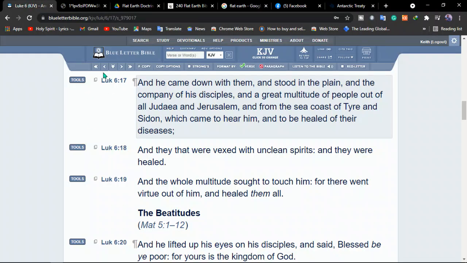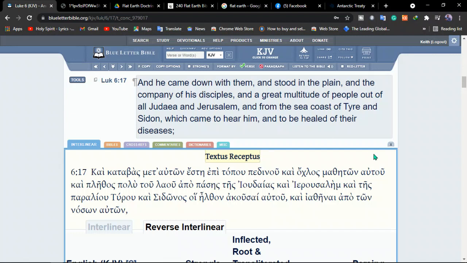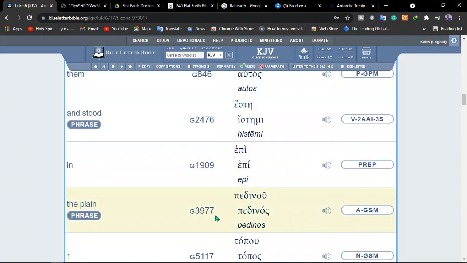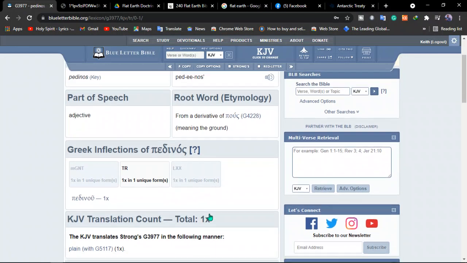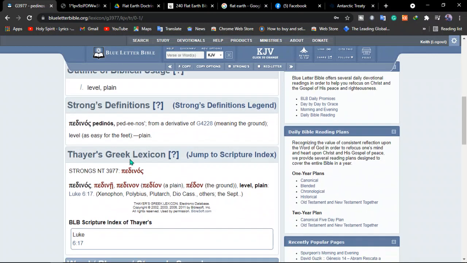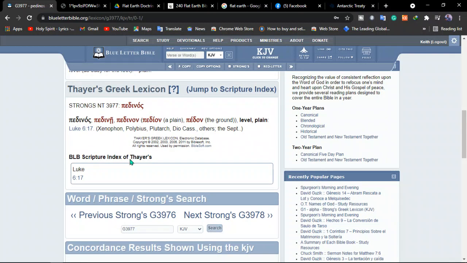Let's just check very well here. I don't want to tell you my own things and you say, oh, Keith, you're making stories. Oh, that's not plain, blah, blah, blah. Plain, okay. G3977, let's see what a plain means. All right. A level, a plain, something leveled. Are you seeing this one? Something leveled. That's what a plain is, according to the Bible. Making some sense now? Okay.